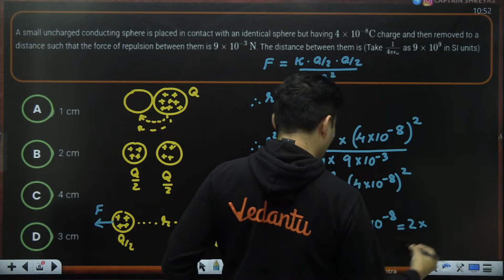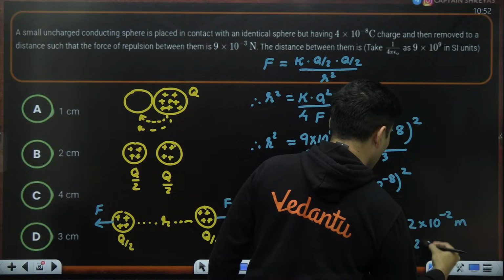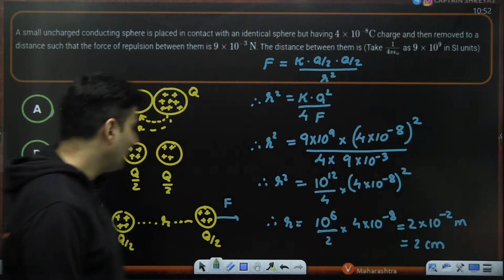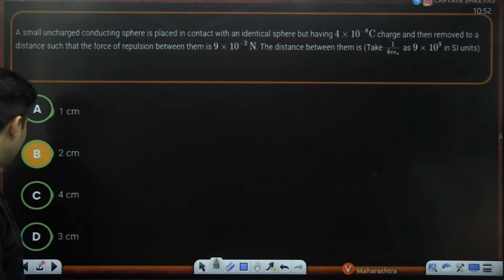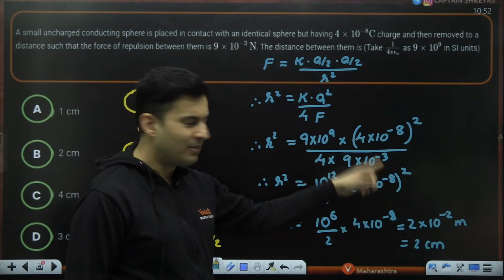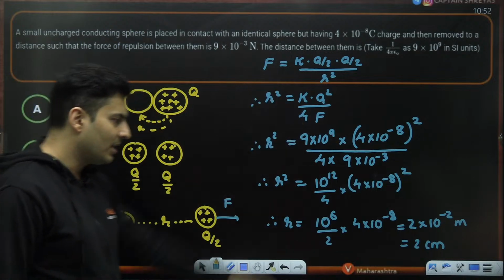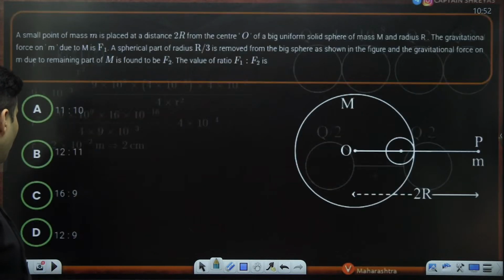Yep. So it will become 2 into 10 to the power minus 2 meters, which is 2 centimeters. Perfect. Now it is correct. So 2 centimeters, guys. We missed the power. By mistake, I cancelled 9 and minus 3 and made it 6. That was a silly mistake. So 9 and plus 3 should have become 12. My bad. Going to the next one.